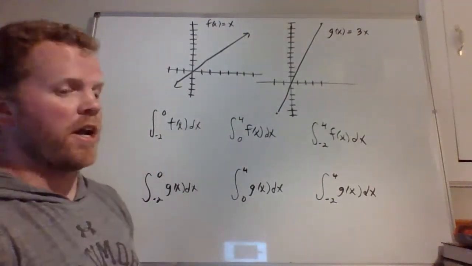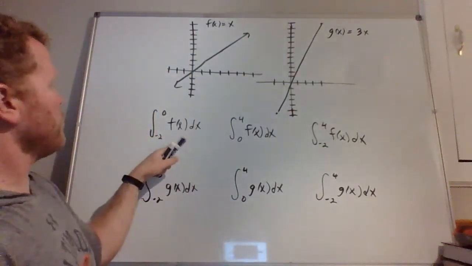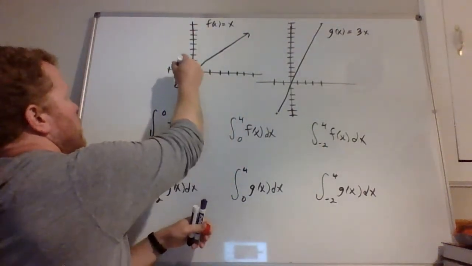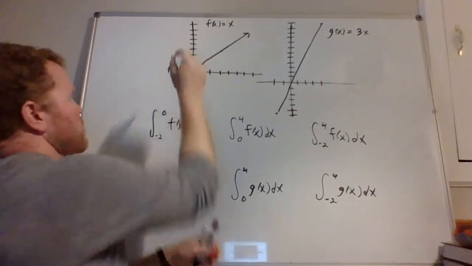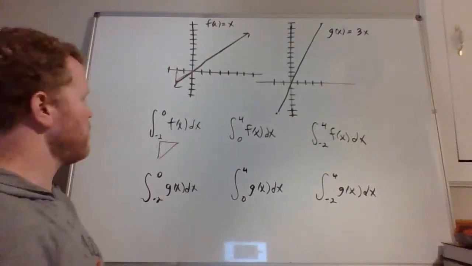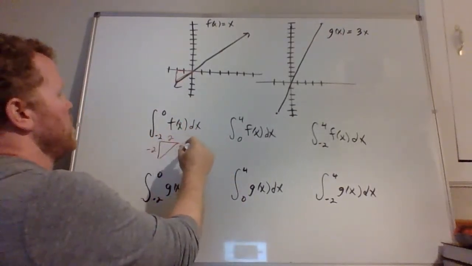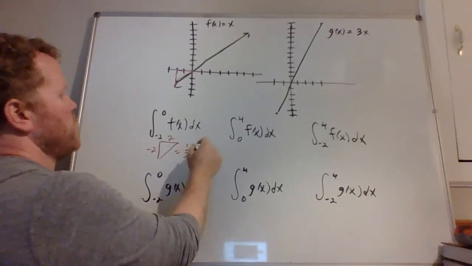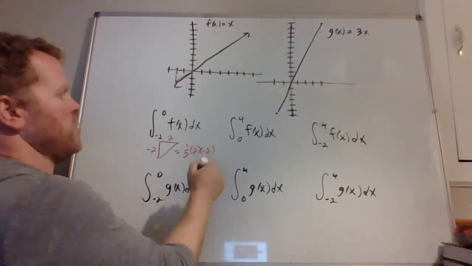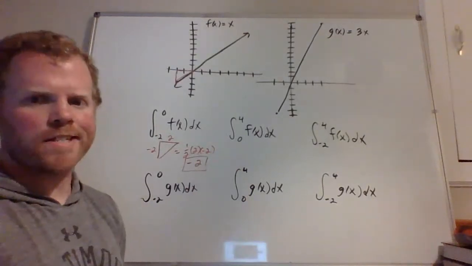So I just want to integrate. For the first thing, I want to integrate the f function from -2 to 0. So we're basically just finding the area of this red little triangle. That has a base of 2 and a height of -2. So this should just be half of 2 times -2. That should be -2. That's it. It's the whole thing.